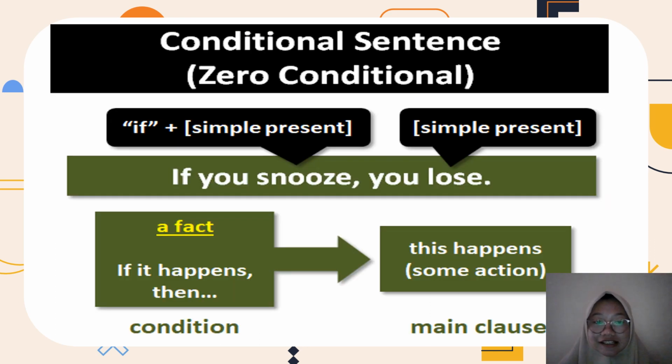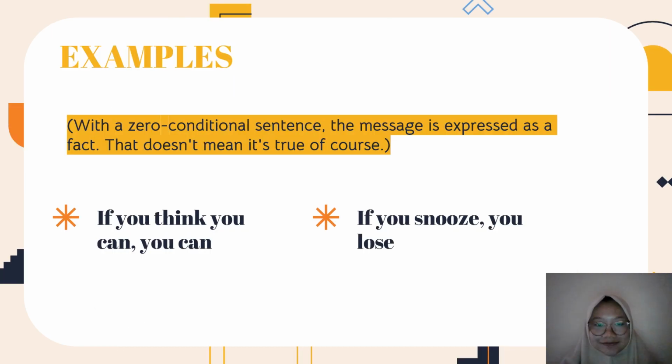Okay, so here's the structure of a zero conditional sentence. If simple present, simple present. If you snooze, you lose. So the condition is if you snooze, and then this happens: you lose. If it happens, then this happens. With a zero conditional sentence, the message is expressed as a fact. That doesn't mean it's true, of course. So here are the examples of a zero conditional sentence. If you think you can, you can. If you snooze, you lose.